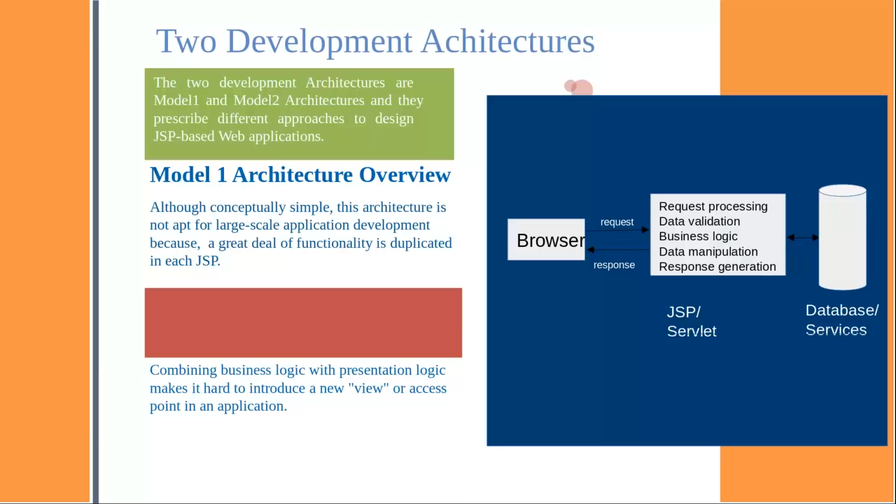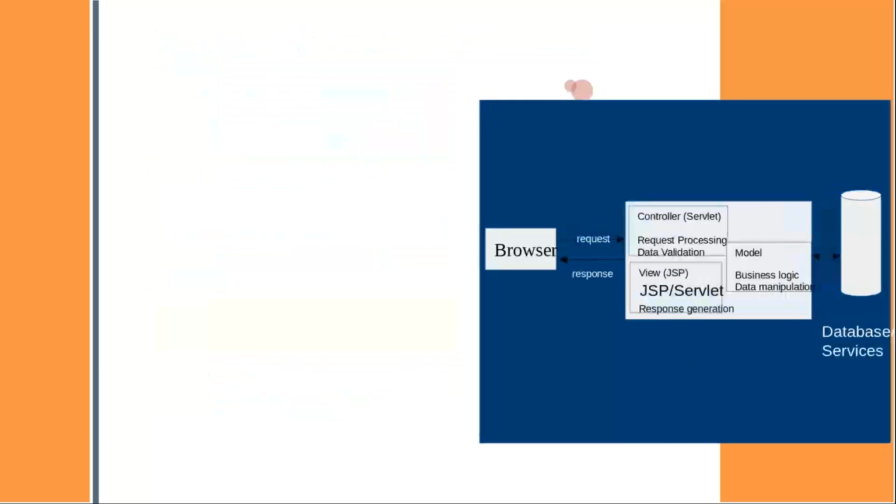From the browser, the request goes to the servlet or the web container, where we can use JSP pages or servlets. Here, the request processing happens, data validation happens, business logic happens, data manipulation and response generation. Everything happens in the same container. From the database, data is retrieved and the response comes back to the browser. So this is the development architecture. Next, in this environment, the content doesn't change unless a human author supplies a new version of the document.